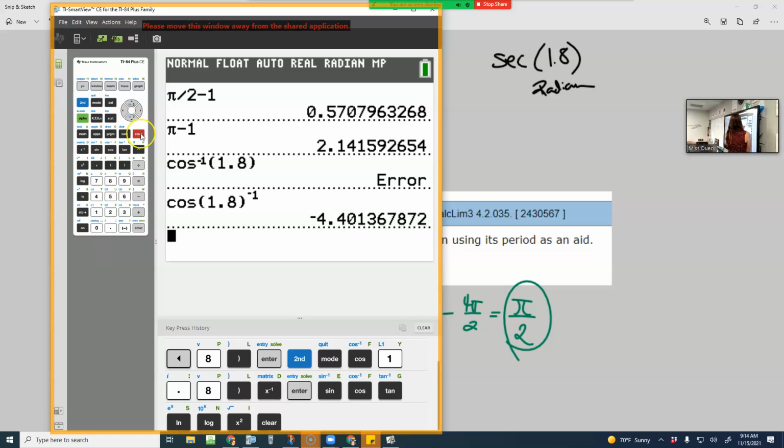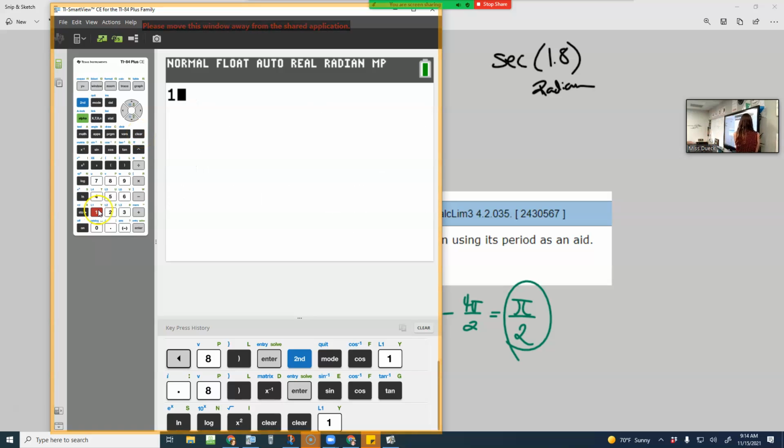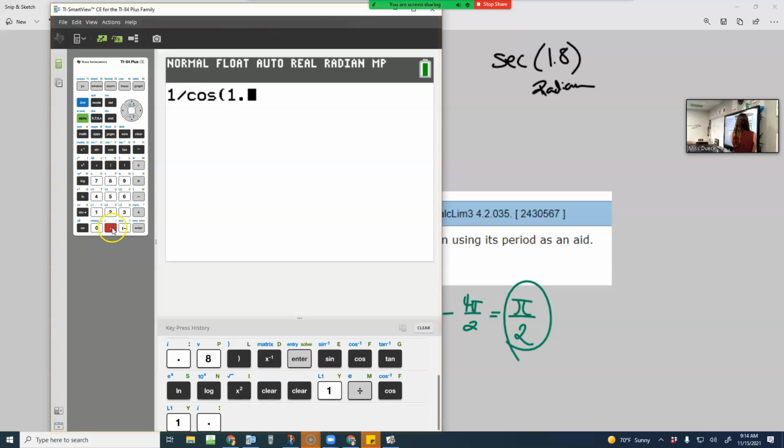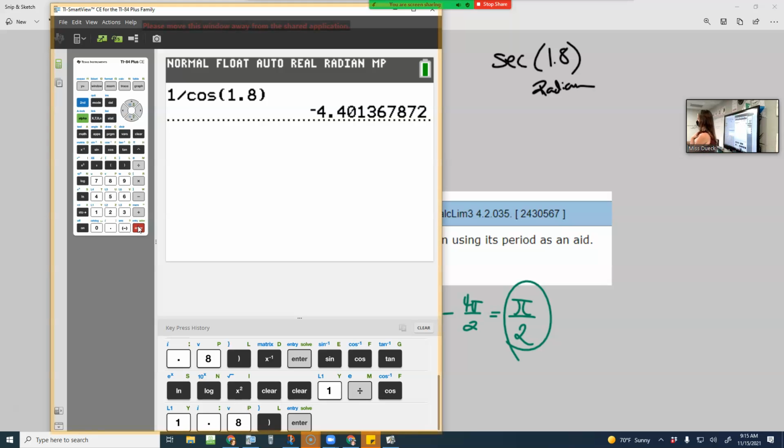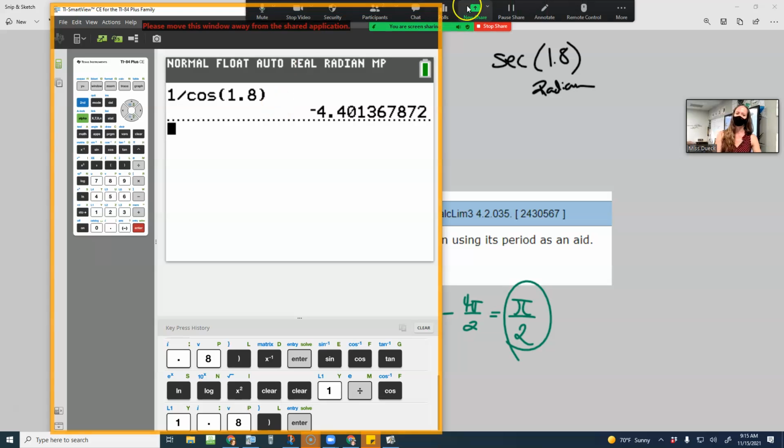So therefore, if you want to do secant, my best advice is to just do 1 over, use the definition of secant, which is 1 over cosine, which is what you have. Is that cool, Joey? Yes. Yeah. Super common mistake right here at the beginning of trig.